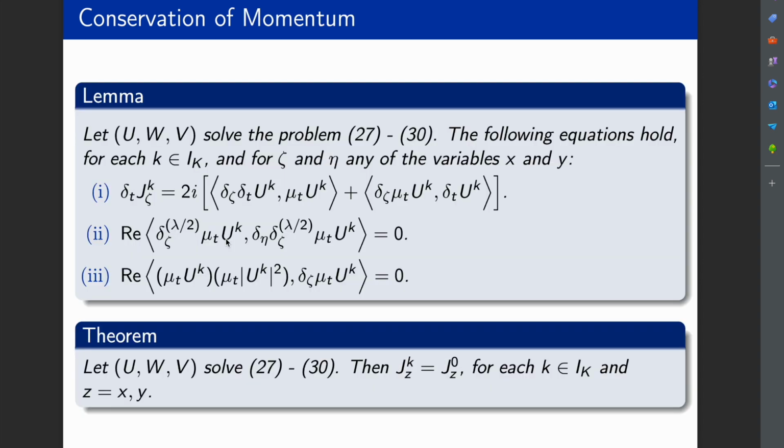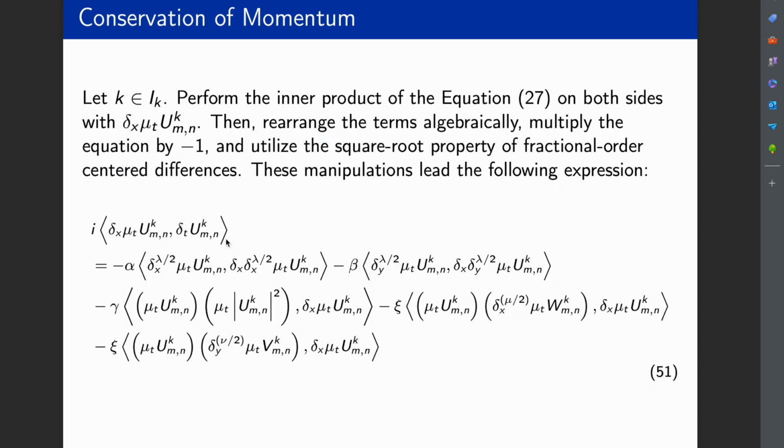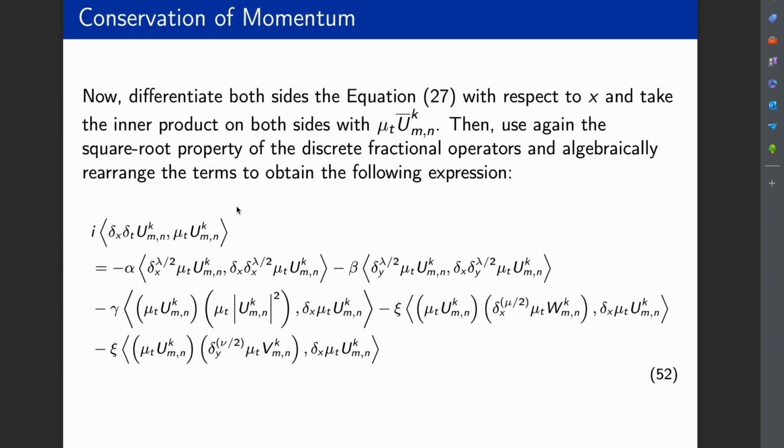Now we can talk about the conservation of momentum. For that, we have the following lemma that gives us some important definitions for the demonstrations. The theorem here is again the conservation of the property, in this case momentum, that is going to be conserved in both directions. To demonstrate this, we take the inner product of equation 27, we multiply the equation on both sides by the following parameter, and we rearrange algebraically these terms to have the final expression.